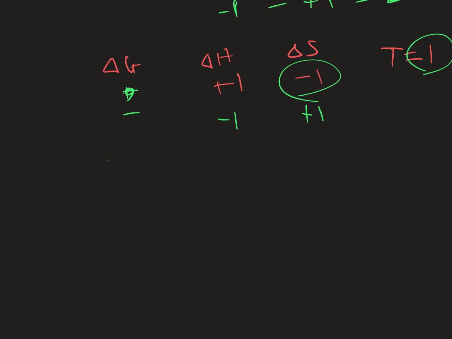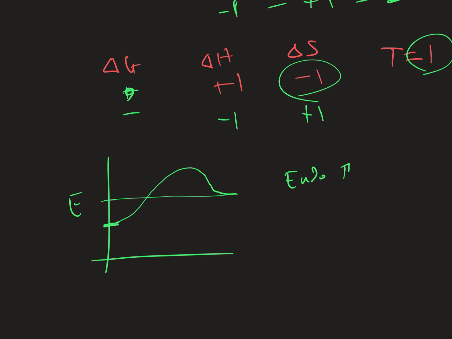And I don't know if this will help. This is energy. And if it does this, we start here and we end here. What are we doing with the heat? We're getting more. We're gaining it, right? So this is endothermic. And this is our activation energy. And this right here is my delta G.